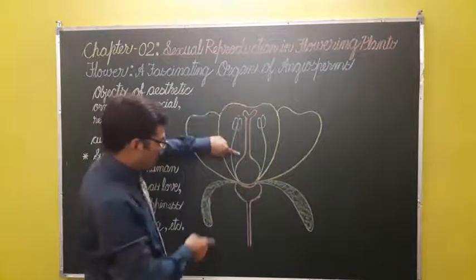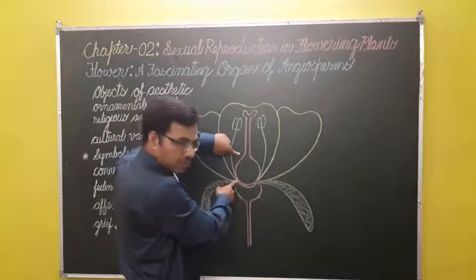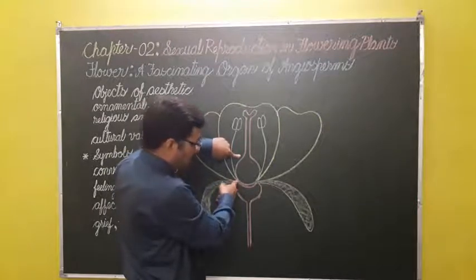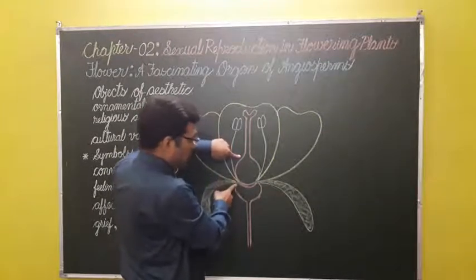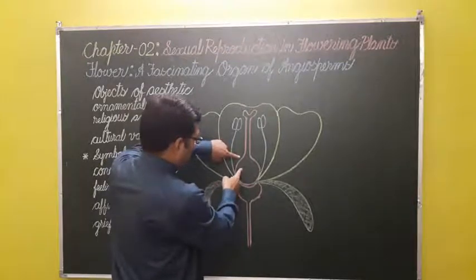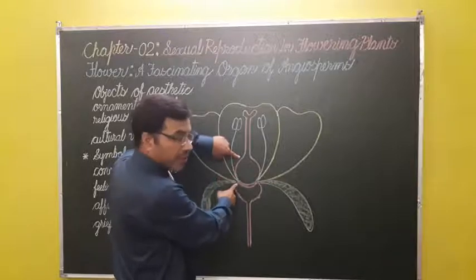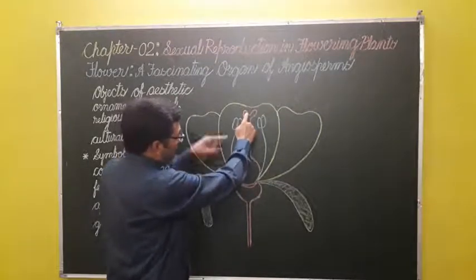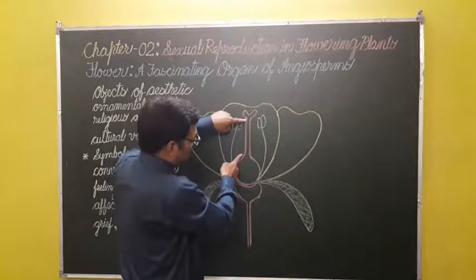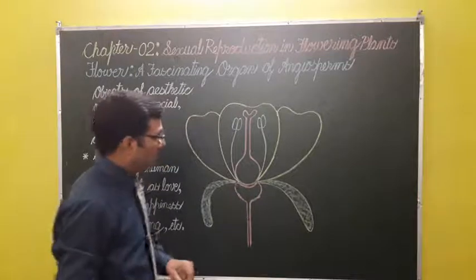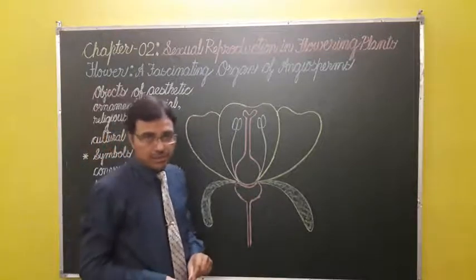And now at the base, this globular portion, this is the part of the gynoecium. Sorry, it is called ovary. So stigma, style, ovary, right? So there are the three different parts of gynoecium.